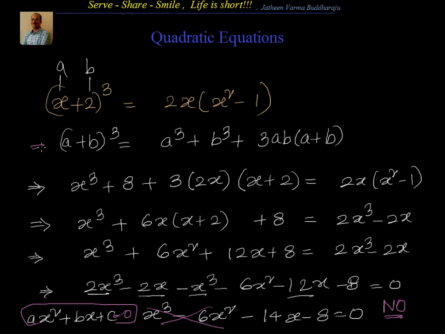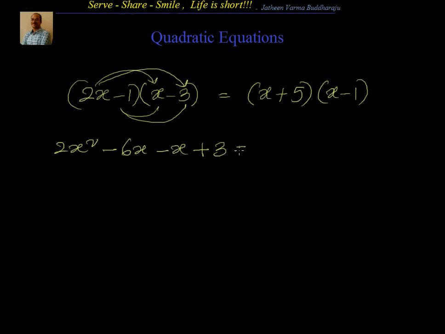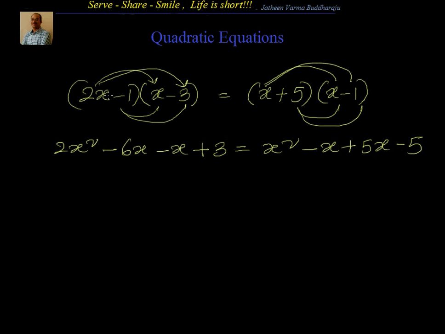So what we have to do is very simple. We have to just use algebraic identities, simplify them, and use the basic rules of algebra, linear equations in one variable. Let's look into the next one. So let's look at this one. (2x minus 1) into (x minus 3) equal to (x plus 5) into (x minus 1). We know how to do this. 2x into x, 2x square, 2x into minus 3, minus 6x, minus 1 into x, minus x, minus 1 into minus 3, plus 3 equal to x into x, x square, x into minus 1, minus x, plus 5 into x, plus 5x, 5 into minus 1, minus 5.